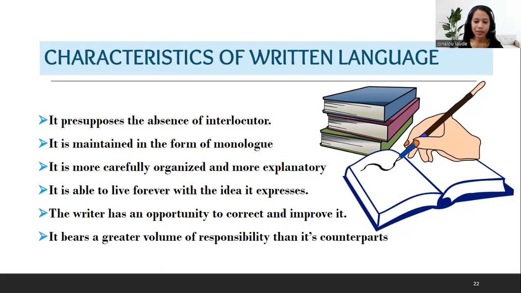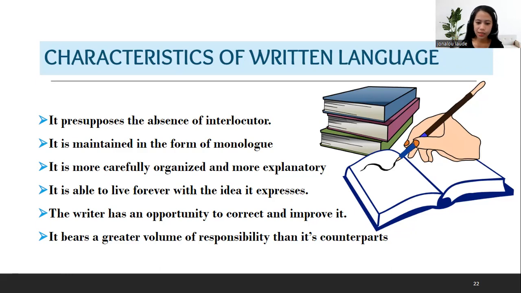Okay? All right? The next characteristic, the last one: it bears greater volume of responsibility than its counterpart. So in written language, our responsibility is very great. Because there is a certain format that we are going to follow when we are writing, unlike in spoken language, where we can speak anything we want. We have no format to follow. And aside from that, we want to make sure that what we write is understood by our reader. So that's why what we write should be organized or more explanatory so it is easily understood by the readers of our writings.